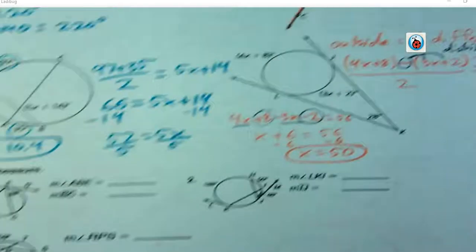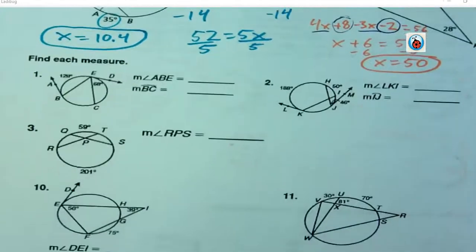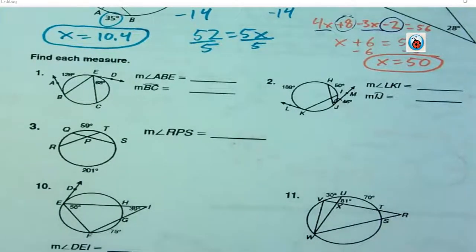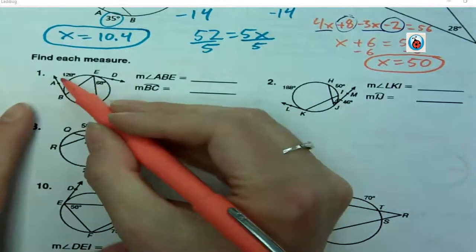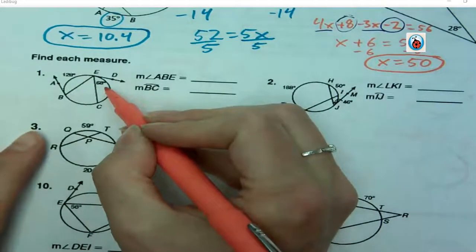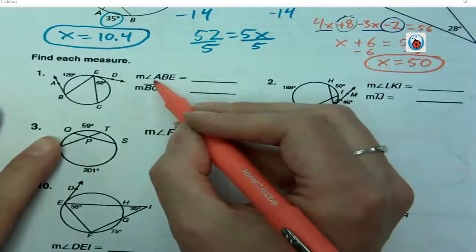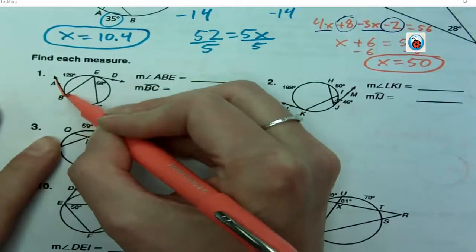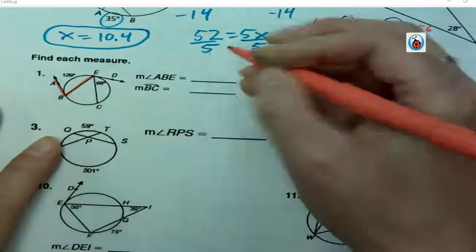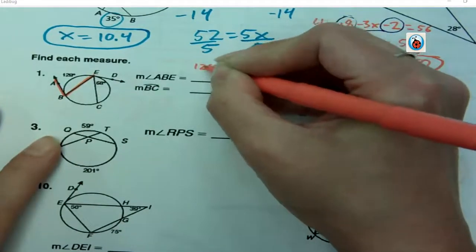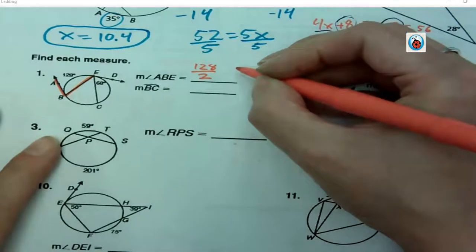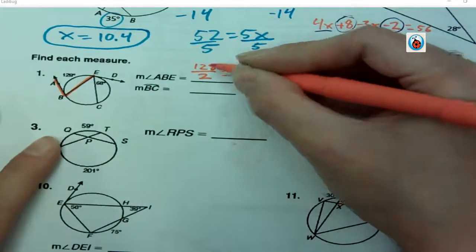Alright, now we have a few little bit more challenging ones. Some of these are simple, some have a lot of steps to them. And so these are kind of like our puzzle problems. We look at what they've given us, which they've given us a 128, they gave us a 68, and we look at what they ask for. And so angle ABE, that's a simple one. It's just 128 divided by 2, which equals 64.